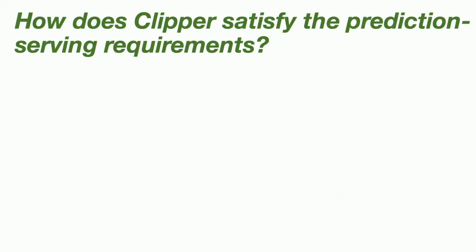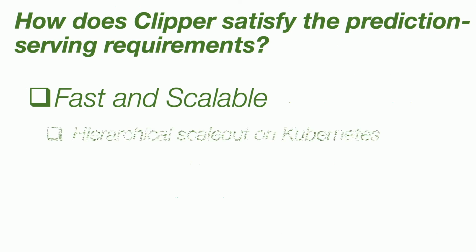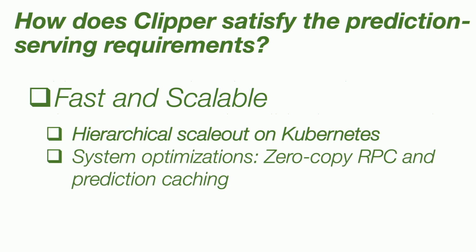Now, having addressed how Clipper makes prediction serving manageable, I'll talk about how Clipper makes prediction serving fast and scalable. To do that, we implemented hierarchical scale on Kubernetes, as well as some system optimizations. Let's talk about the first point today.